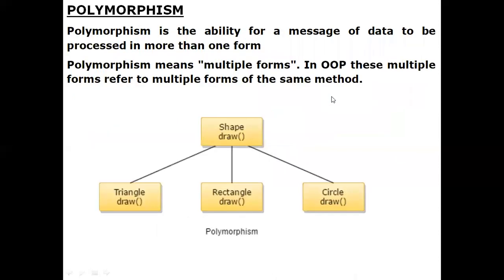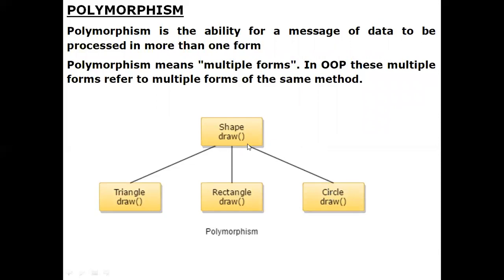Now the next property is polymorphism. It means the ability of a message or data to be processed in more than one form. You can make a single function, draw. If you pass the properties of a triangle, length and height, you can draw a triangle. If you pass length and breadth, you can draw a rectangle, and if you pass radius, then you can draw a circle.